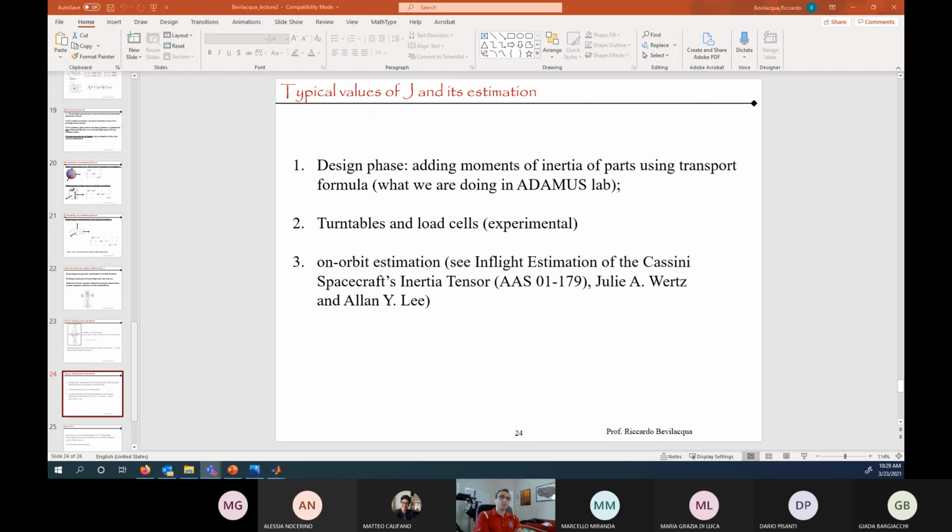Then there are experiments, turntables, load cells. So you spin objects and you try to measure the direction of the principal axes of their bodies. When you go to balance the wheels of your car, and they start adding those weights in different locations, that's exactly what they do. They spin them to measure the location of the principal axis of inertia, and they adjust that until it's centered with the geometrical center of the wheel. And then there is also orbit estimation.